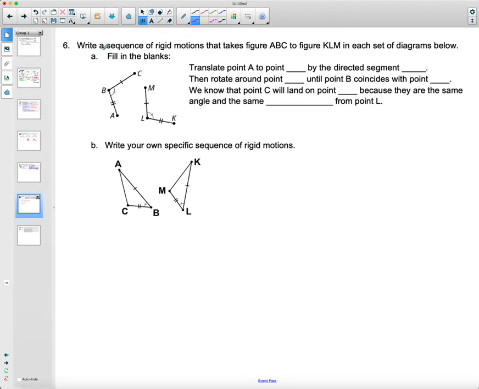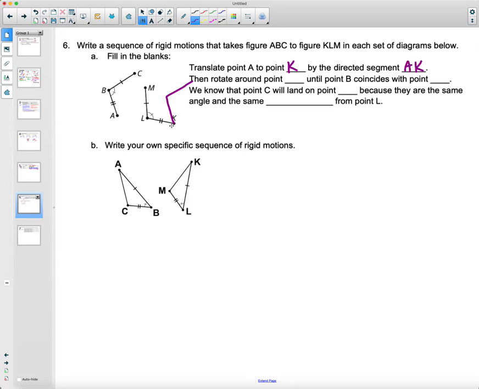All right, then number 6, write a sequence of rigid motions that takes the figure ABC to KLM in each of these. In this first one, we've got fill in the blanks. You just have to follow along with matching parts. First, we would translate point A to what point? Which point matches A? That's K. So translate point A to K by directed segment AK.